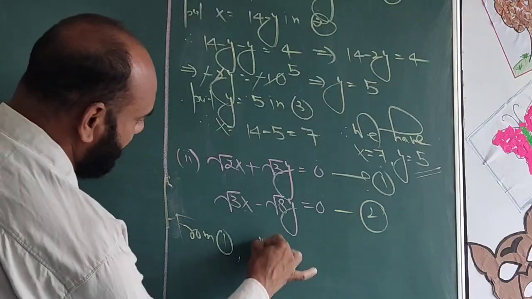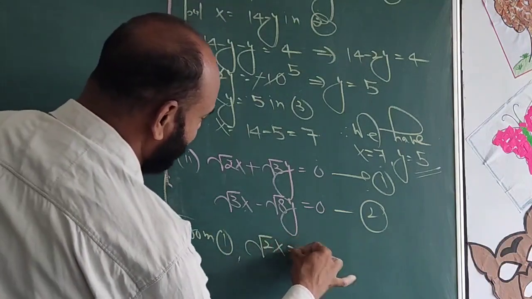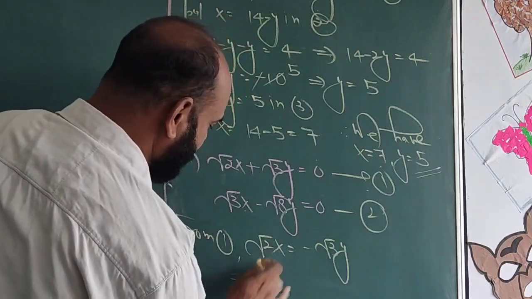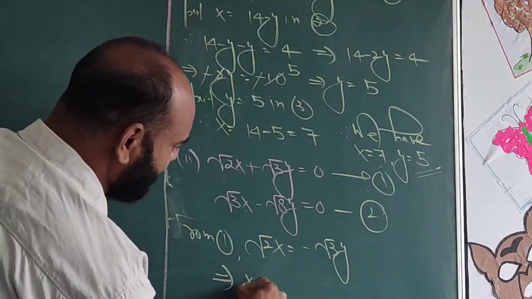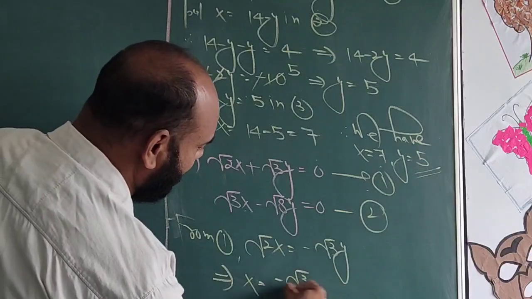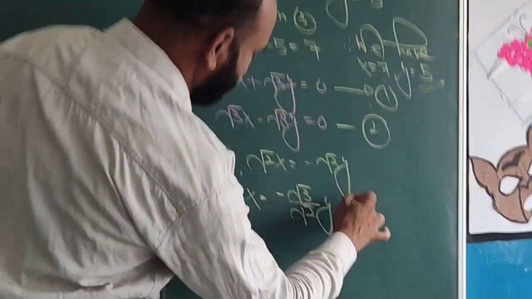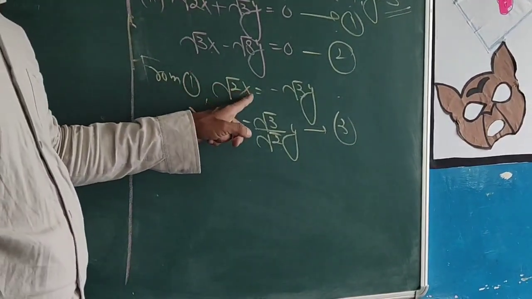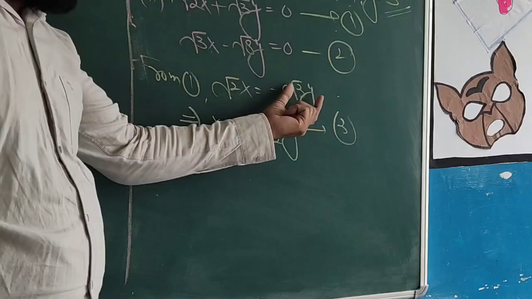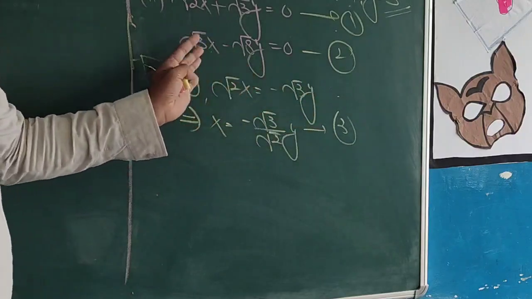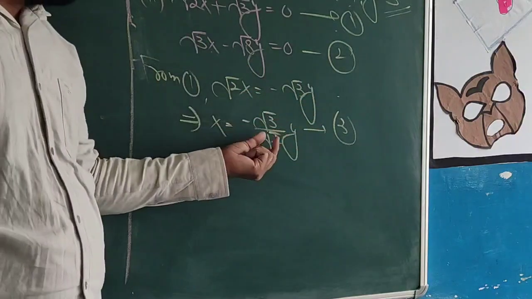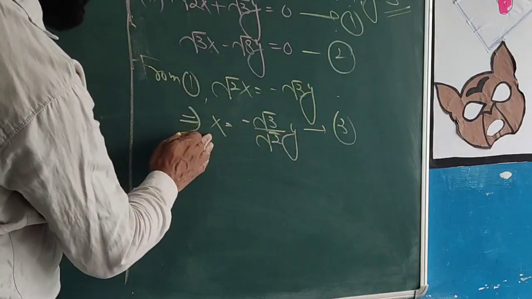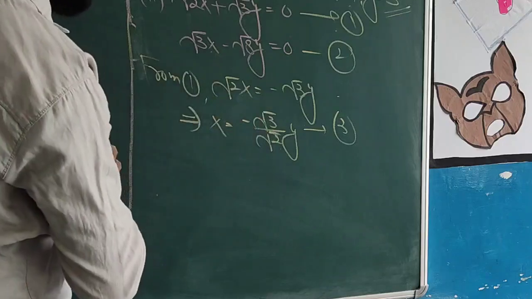From equation 1, root 2x is equal to minus root 3y. Therefore, x equals minus root 3 upon root 2 y. Because root 2 is multiplied by x, when it goes to the right hand side, it must be divided. So when root 2x equals minus root 3y, then x equals minus root 3 upon root 2 y.